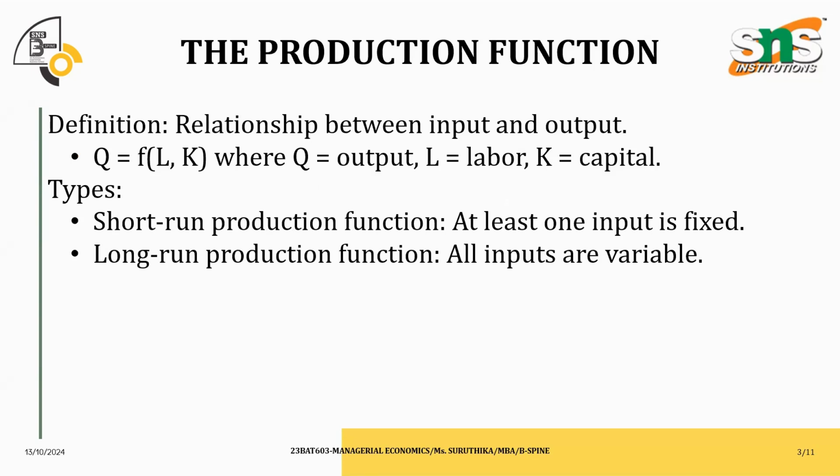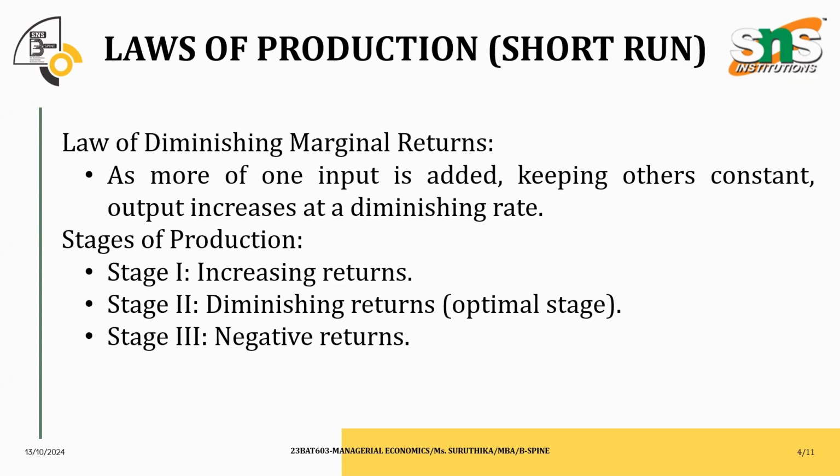So, the theory of production goes by the following definition. It's the relationship between input and output. Production or output Q is a direct function of labor and capital. Q is a function of L, K, where Q is the output, L is labor, and K is capital. So there are two types of production functions. One is the short-run production function, where at least one input is fixed, and the other is long-run production function, where all the inputs are variable.